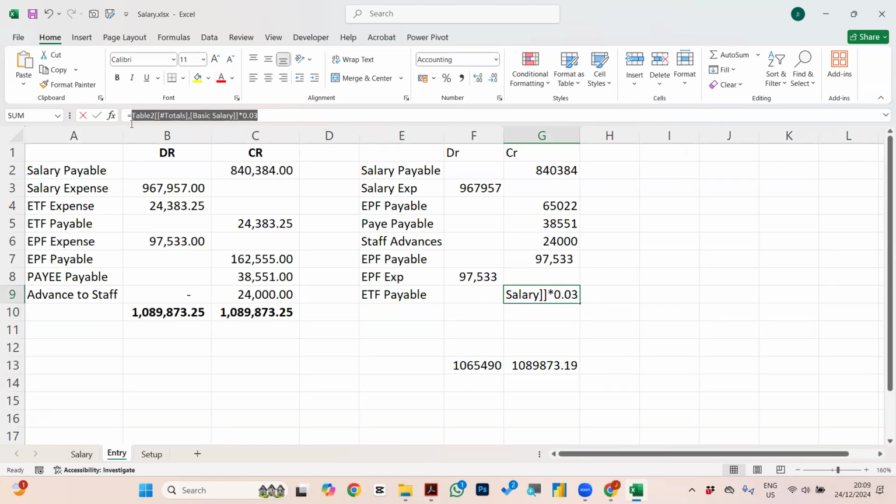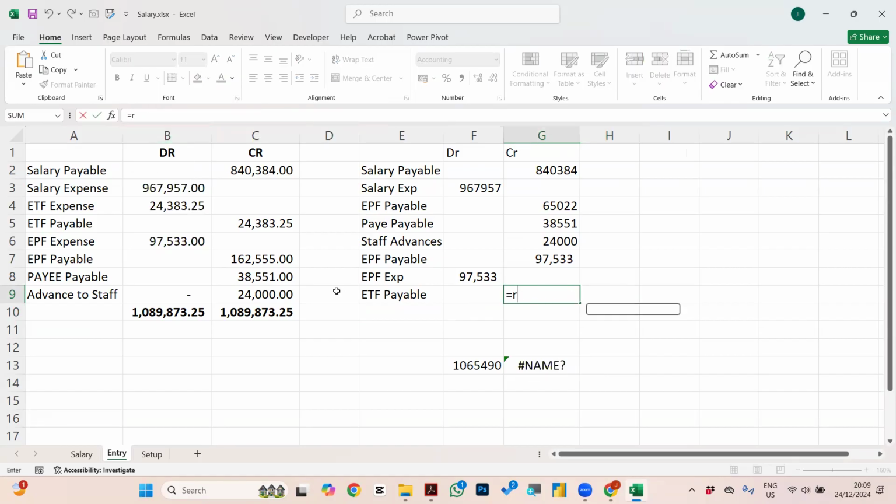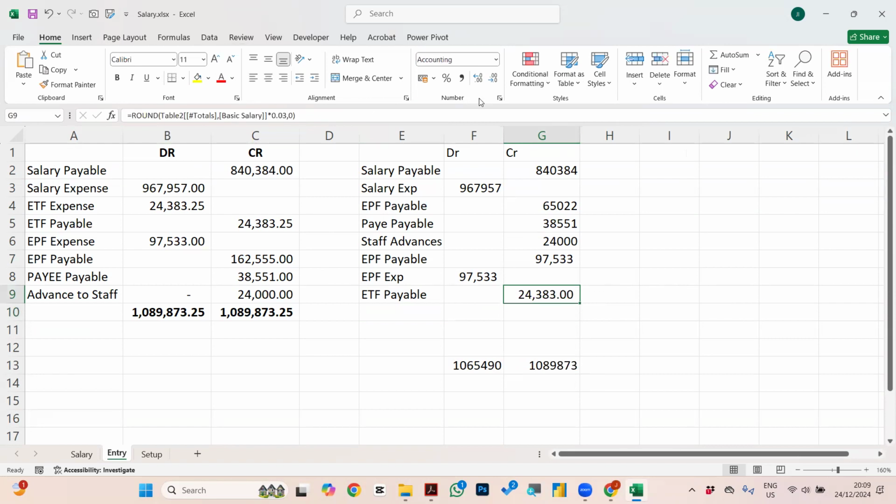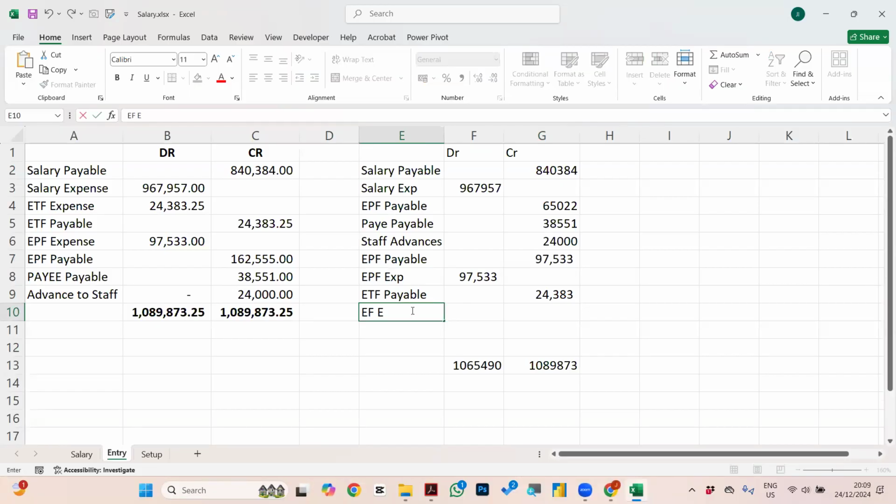I'm going to just cut this one. I'm going to round it to 0 decimals. So this is going to be your ETF payable. And I also have to pay ETF expense. This is going to be the ETF expense account, the same value. So this is the same thing. You see here 1089873, exactly the same thing. So this is how your calculation comes.